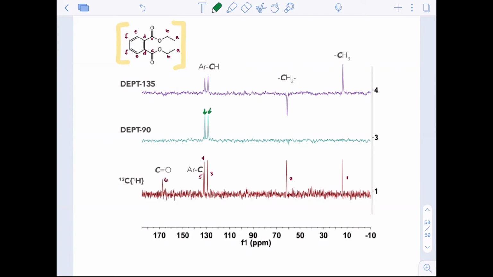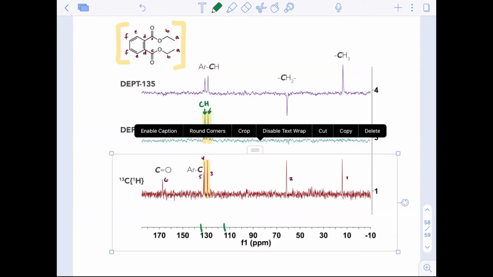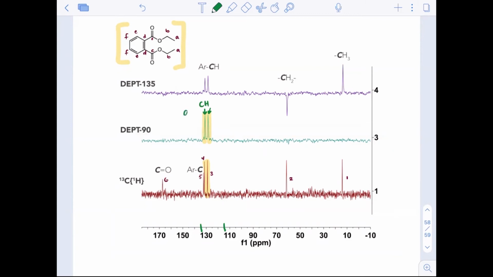This signal and this signal still appear. I'm going to highlight them. This one and this one, these two. The signal 3 and 4 still appear. So these must be CHs. They also appear in the range around 120, 130. So they must be aromatic CHs, right? Those sp2 carbons with 1 hydrogen, all right?